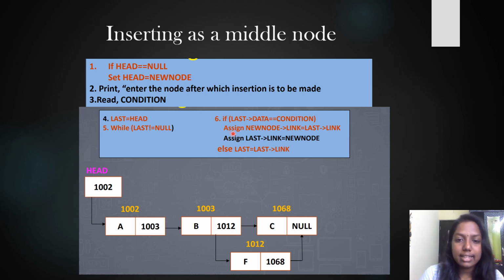After that, we assign the new node link to the last link. So basically in this, it gets inserted in the middle because the previous node, that is the head node link, is assigned to the new node, and the new node link is assigned to the last link node. This helps us to insert it as a middle node.